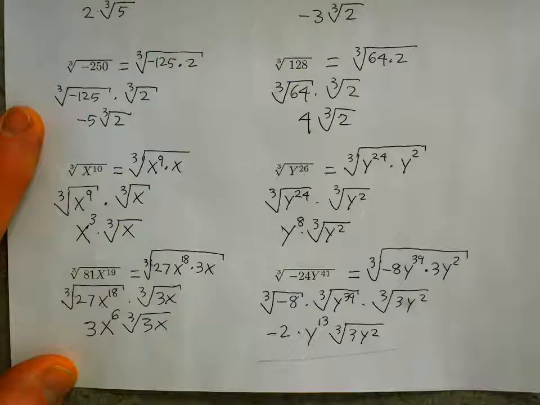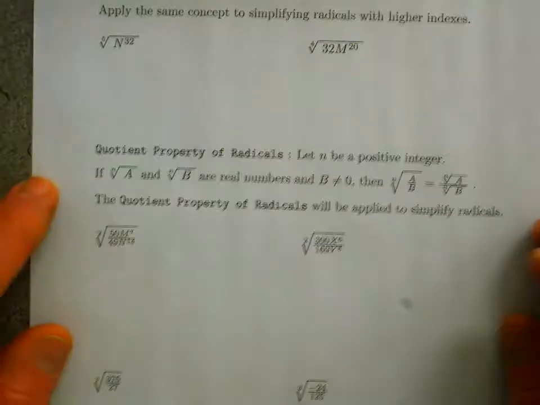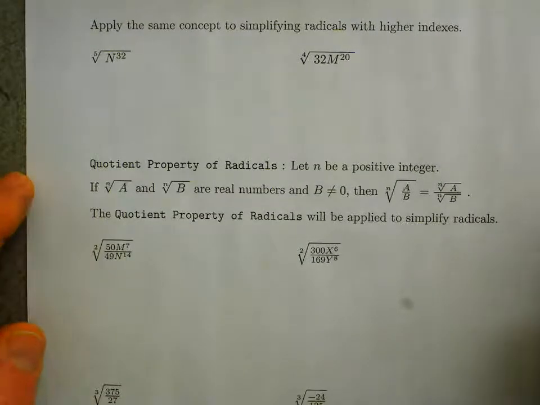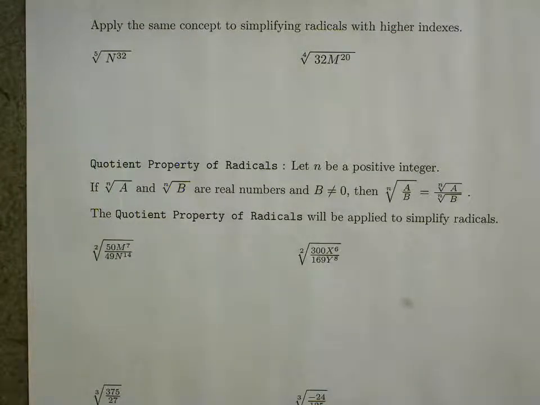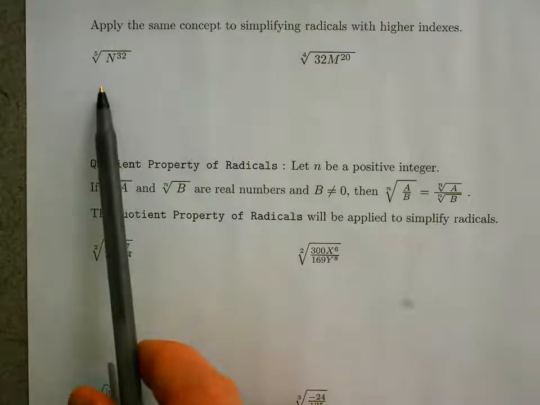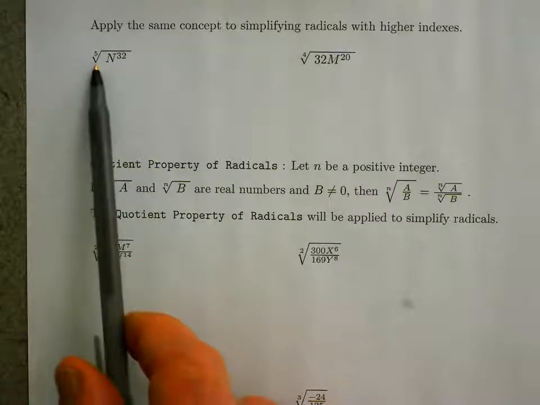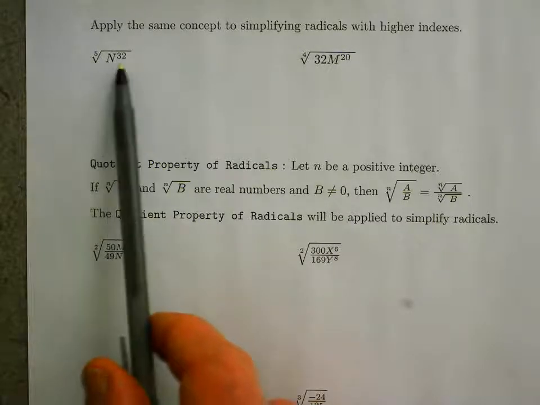Okay, we'll look at some higher index radicals. We did a bunch of square roots, and we did a bunch of cube roots. Let's try our luck on a 5th root and a 4th root. We're just going to apply the same idea. Simplify the fifth root of n to the 32nd.